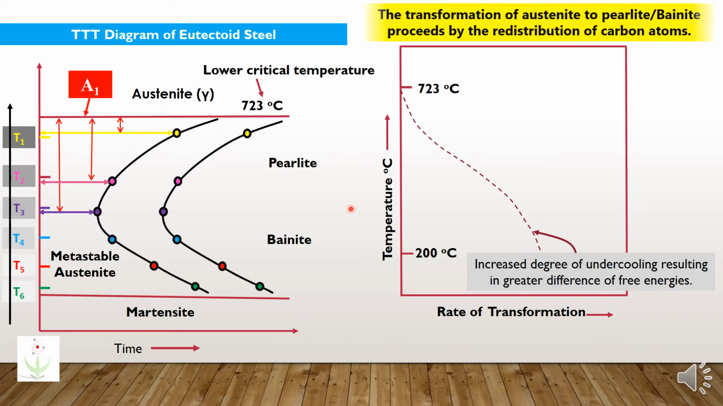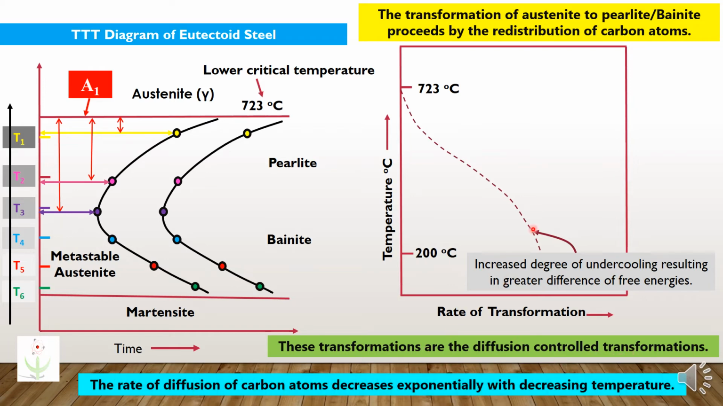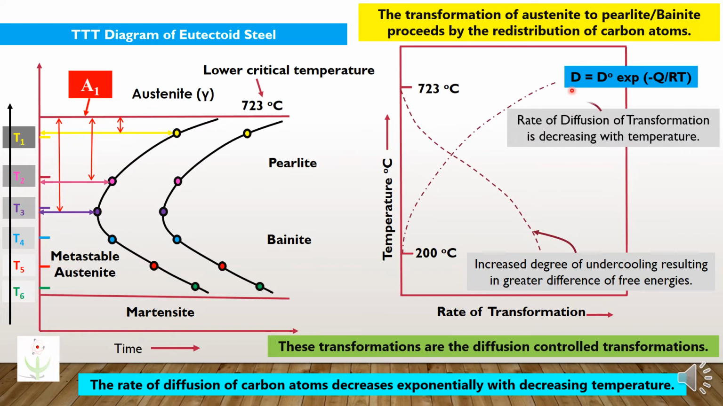As the transformation of austenite to pearlite or bainite proceeds by the redistribution of carbon atoms, these transformations are diffusion controlled transformations, and the rate of diffusion of carbon atoms decreases exponentially with the decrease in temperature. If the temperature is too low, the atoms will move so slowly that even the formation of nuclei will become very difficult because the atomic movements are very sluggish. That is why a longer incubation period has been observed at lower temperatures.